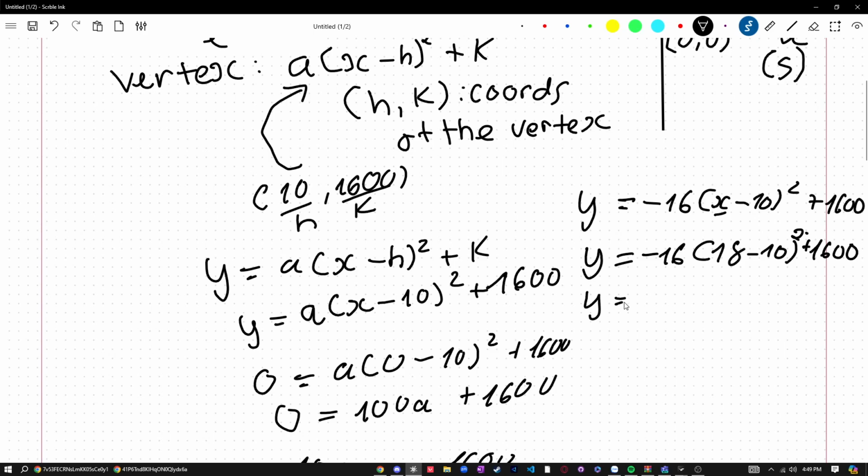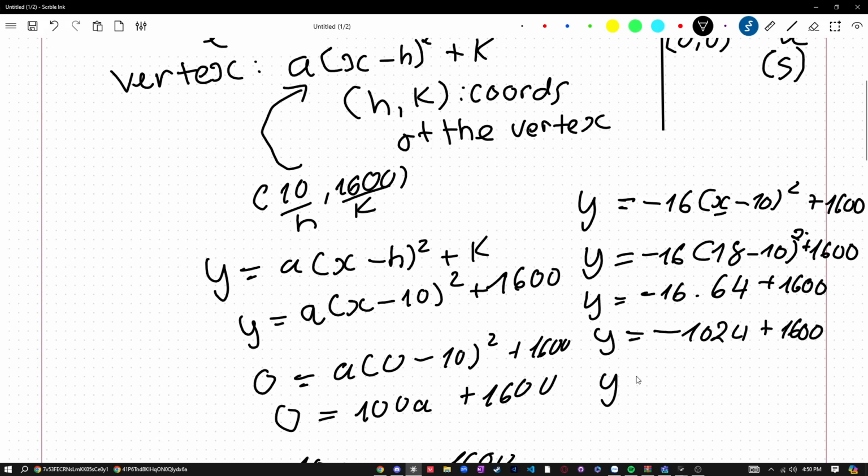So y is equal to minus 16 times, 18 minus 10 is 8. 8 squared is 64. So multiply by 64 plus 1600. Now that will get us minus 16 times 64 is minus 1024, plus 1600. That will give us a value of y equals 576.